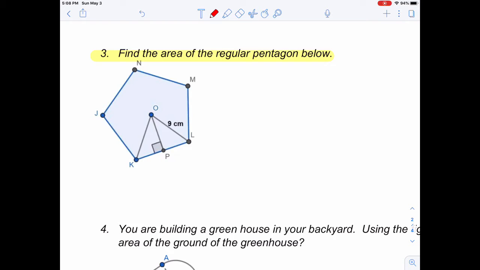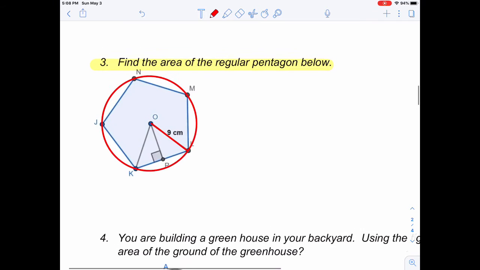Now, we're trying to find the area of this regular pentagon. And as you can see, all we have given to us is this length right here is 9 centimeters. Basically, I'm going to think about that as a radius. As you can see, if I were to draw that circle around our shape, that would be our radius. So I need to find a couple of things to find the area.